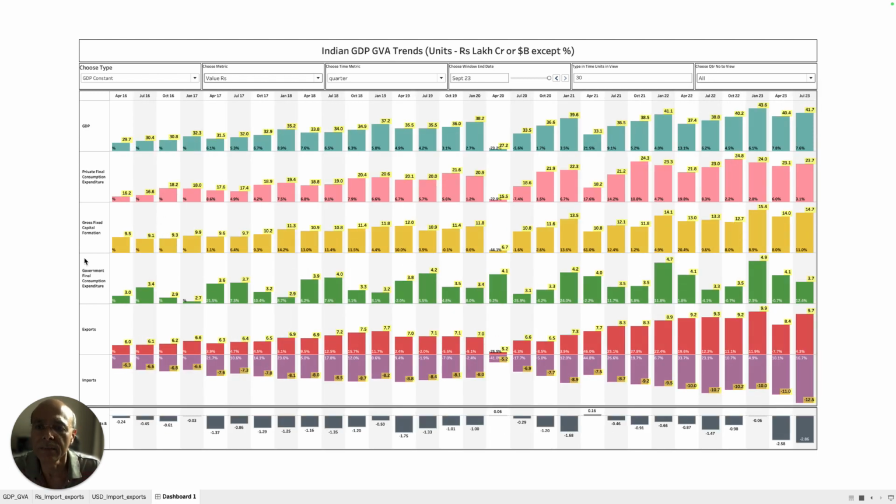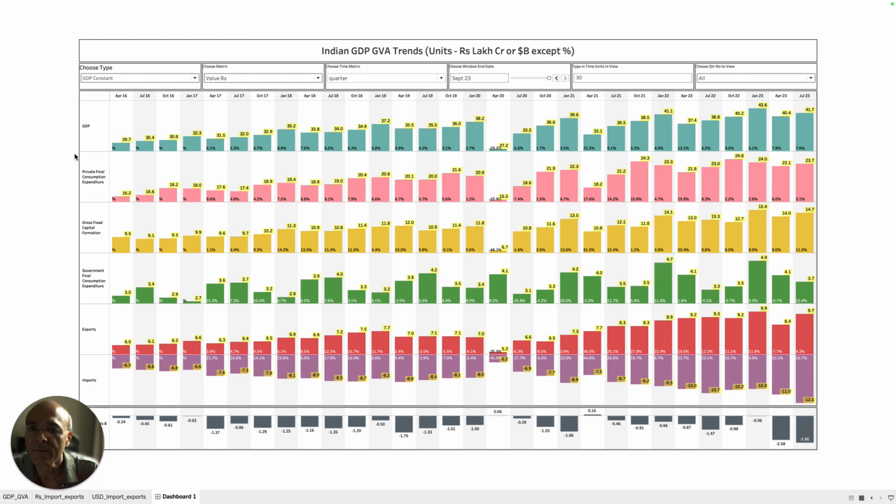Then this particular portion of the graph has the time scale, which is here on the x-axis, and the various dimensions within that particular chosen metric of GDP. Like we have chosen GDP constant. Now in GDP constant, the first part is the total aggregated GDP of India quarter by quarter, right? Starting from April 16, that is the first quarter of FY17, and then till the last quarter, which was announced yesterday, which was quarter 2 FY24.